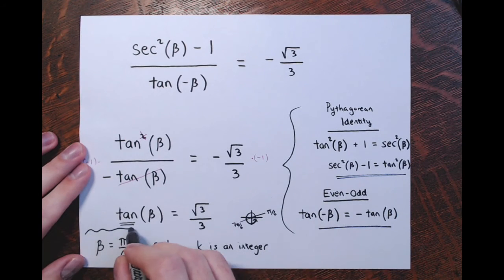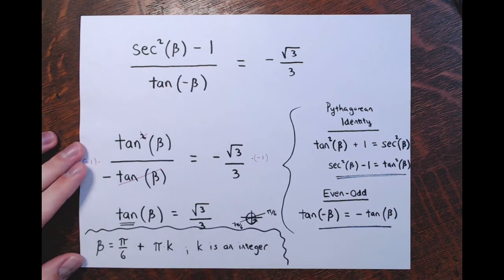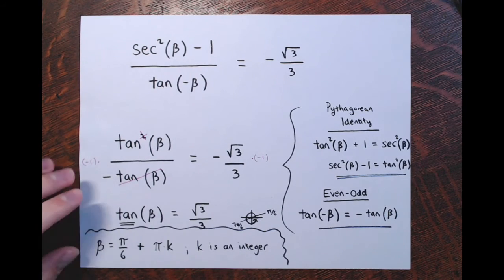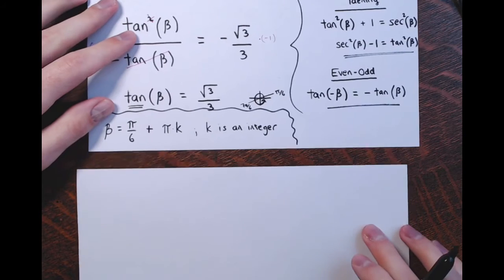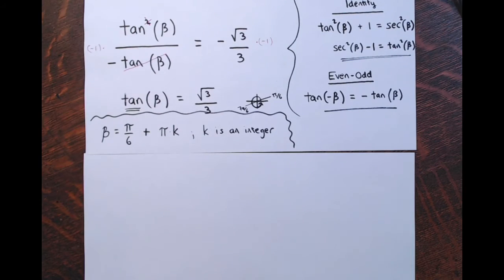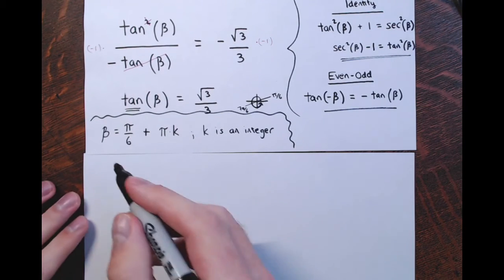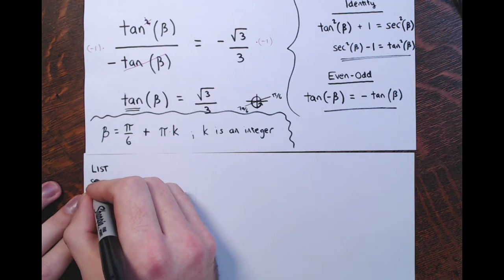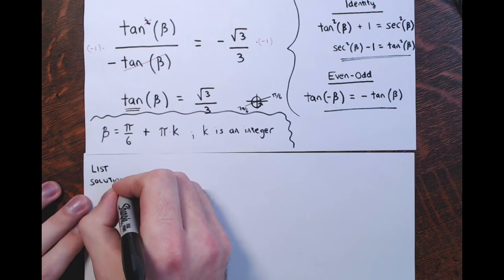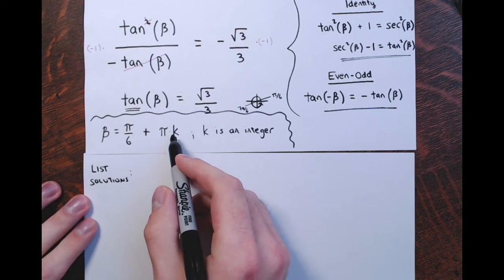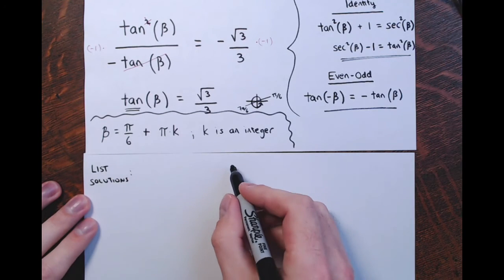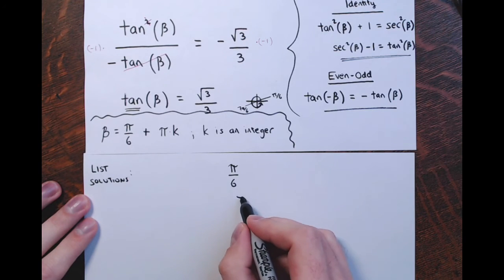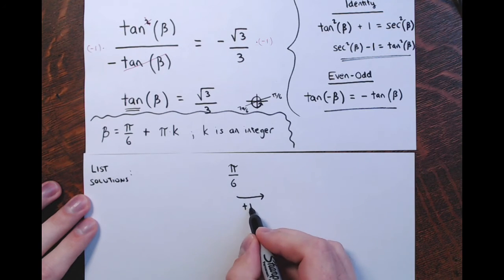Alright, so there's a description of all the solutions, infinitely many of them. But we don't want all of them. They just want the solutions that are between negative pi and pi. So I'll start listing some. Here's a list of some solutions to this equation. Now when k is 0, it's just pi over 6. And going in this direction, I'll just be adding pi.